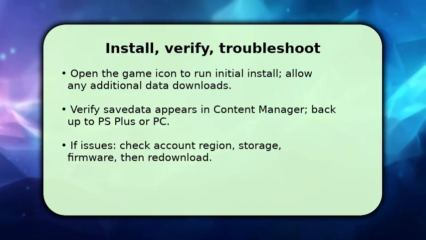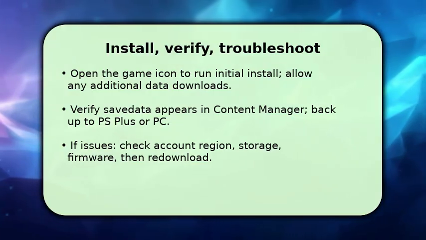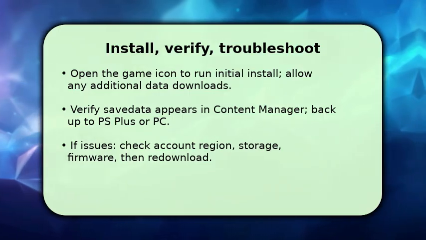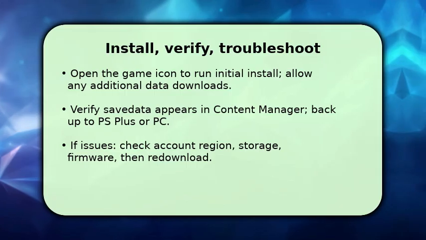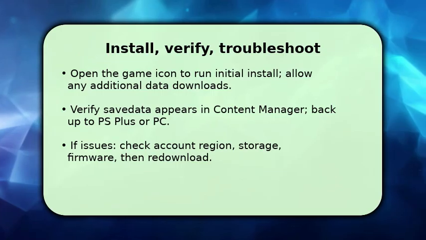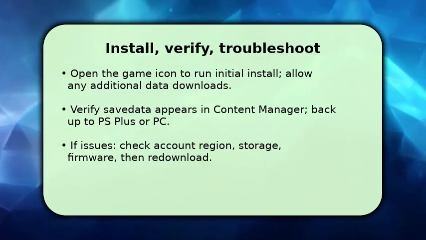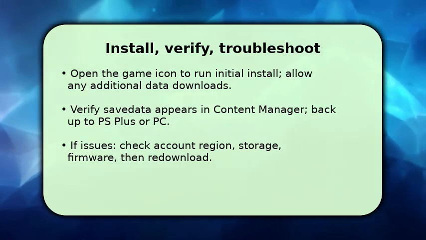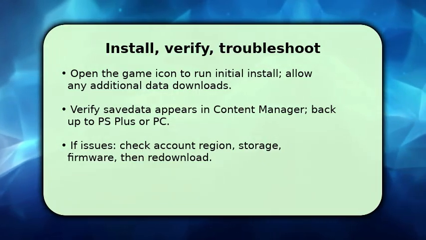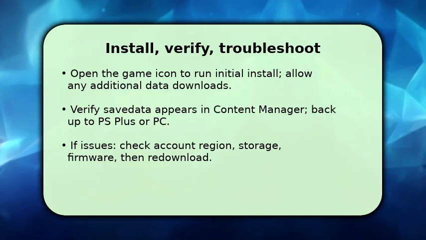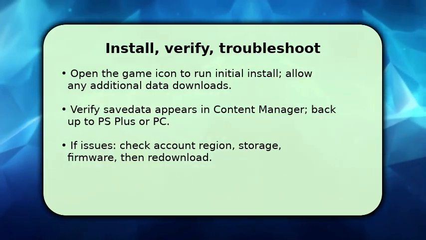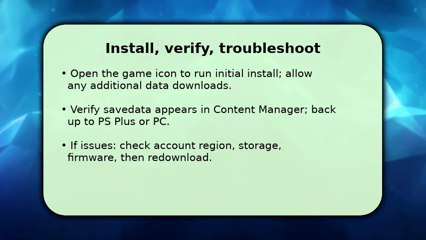You finish by installing and verifying the game. Launch the Crisis Core icon to let the Vita complete any first-run installs or extra data downloads. Once done, check save data via Content Manager and back it up to PS Plus or a PC so you don't lose progress. If the game won't run or won't download, make sure the PSN account region matches the purchase, you have enough free storage, and your Vita firmware is current. If problems persist, delete the partial download and retry the redownload from your library.